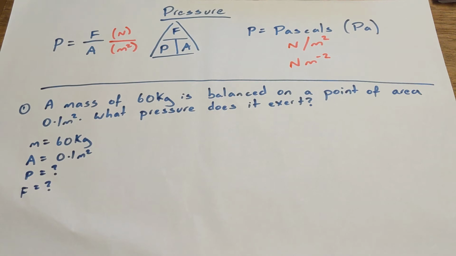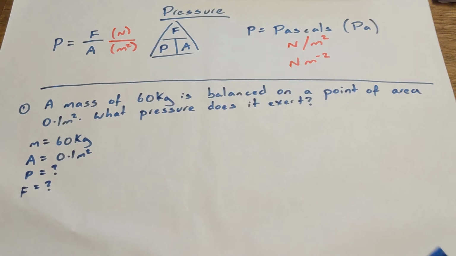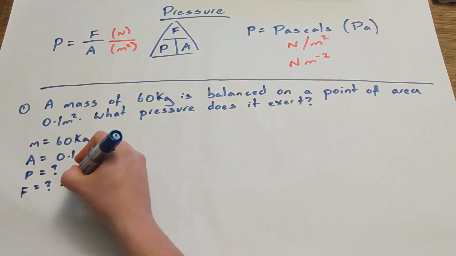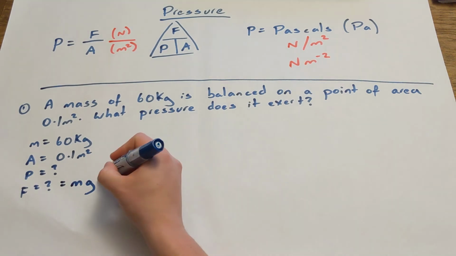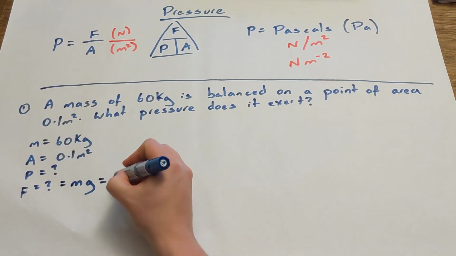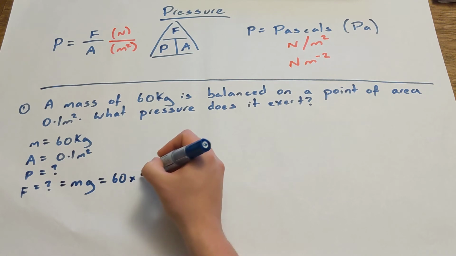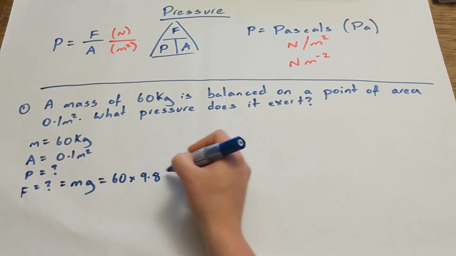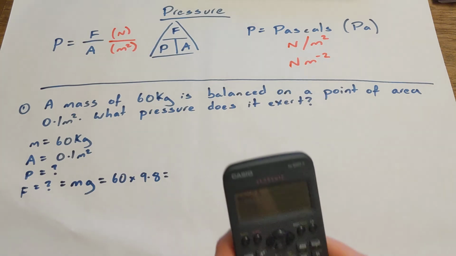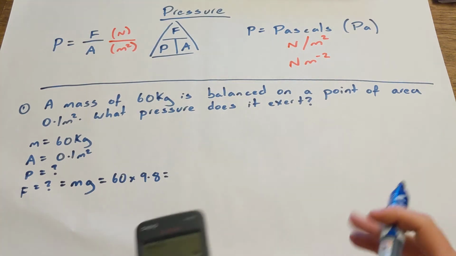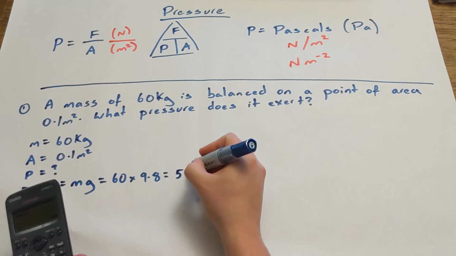And the force due to gravity, well, we know the formula for that. We calculate the force due to gravity using the equation mg. So let's do that then. We know our mass is 60, and we know g is 9.8. So let's pop that into a calculator and work out what that is. That's going to give us 60 times 9.8 equals 588 newtons.